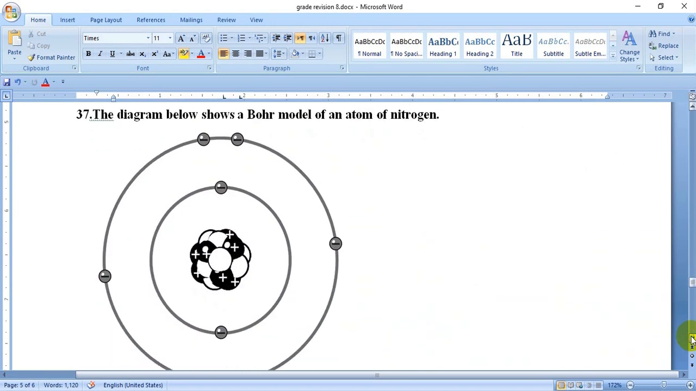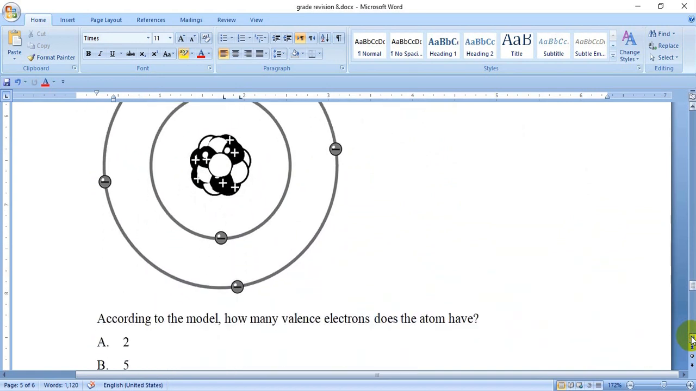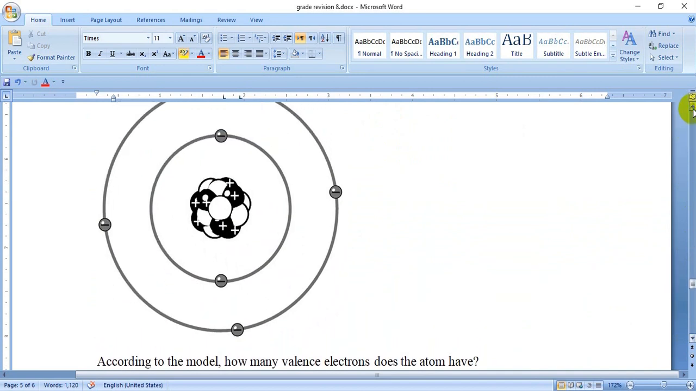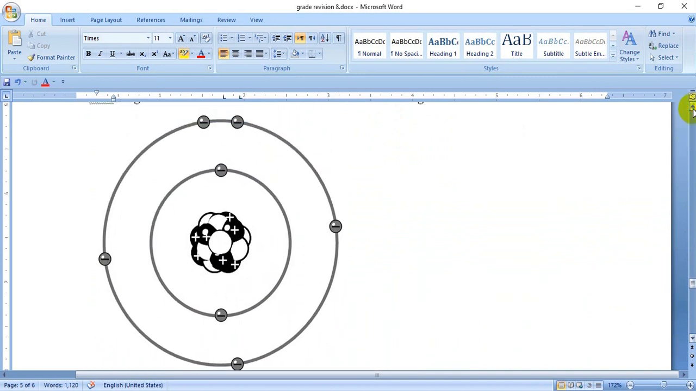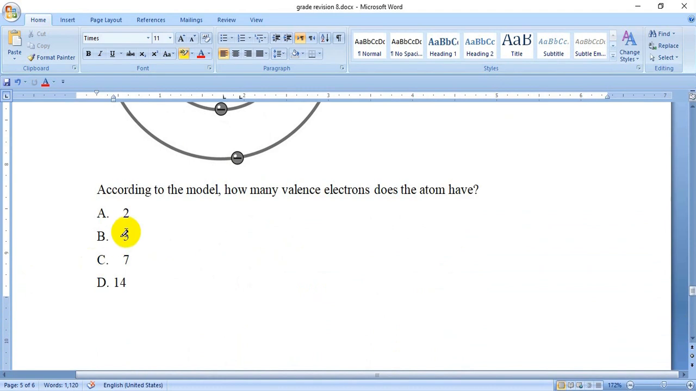37. We have here an atom of nitrogen. We need to know how many valency electrons this atom has. We have to look at the outermost energy level. How many electrons here? 1, 2, 3, 4, 5. We have 5 electrons. So the valency electrons for nitrogen are 5. The answer is letter B.